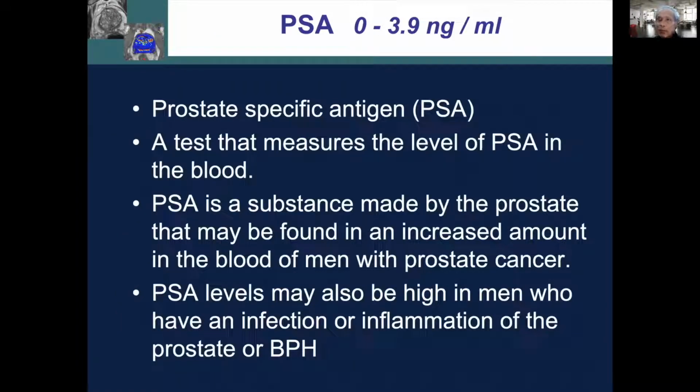The PSA is an important value for us to measure. Normal range is anywhere from 0 to 3.9 nanograms per ml. It stands for prostate-specific antigen. And it's a test which measures the PSA level in the blood. PSA is a substance made by the prostate gland that may be found in an increased amount in the blood in prostate cancer. However, it's important to know that it's not a specific finding of prostate cancer.